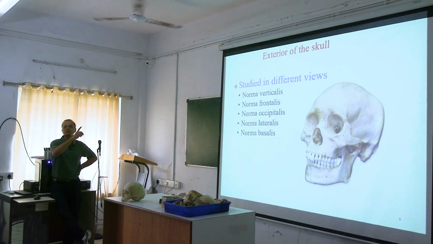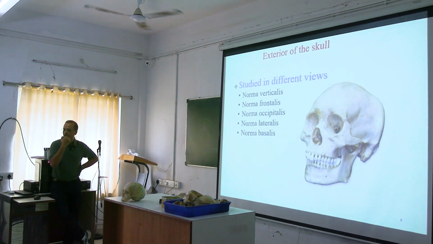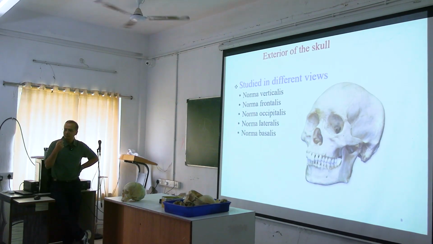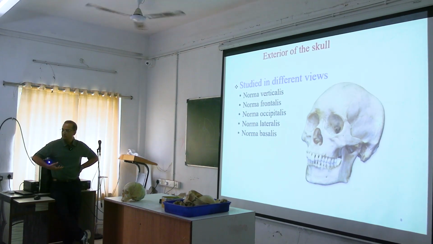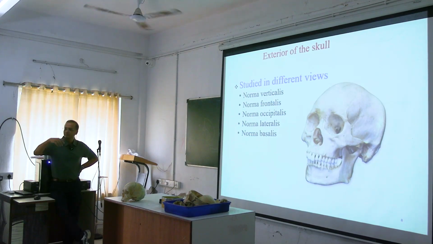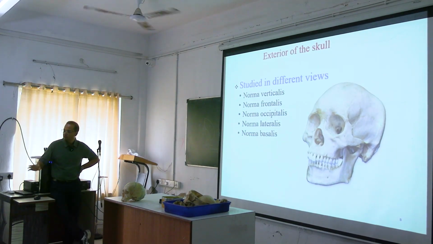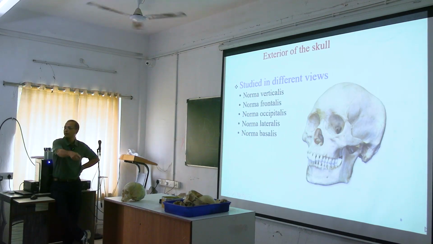If you are seeing from the front side, the skull, Frontalis; back side, Occipitalis; sides, Parietalis; underside, Basalis; above, Verticalis. This is the simple word, Norma, for how you are looking at it. So, if you are looking at this particular skull right now, which view are we looking at?